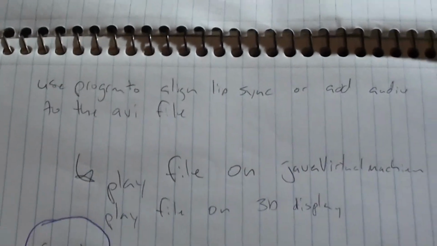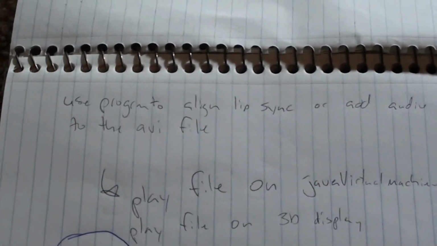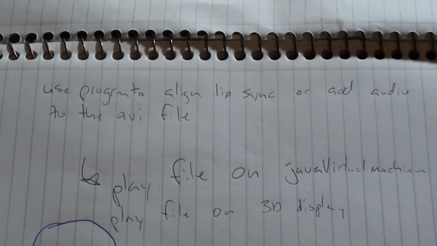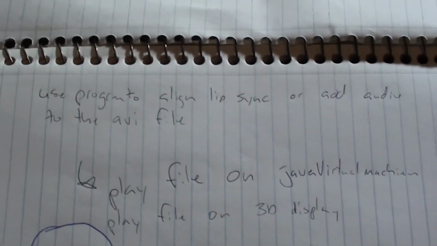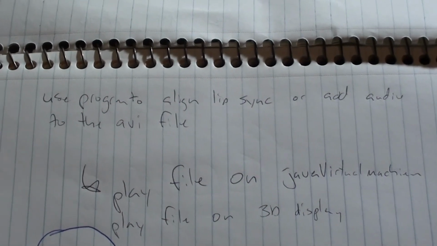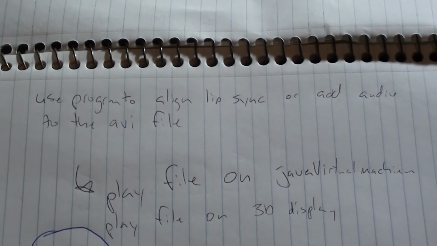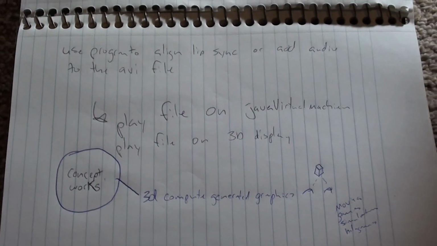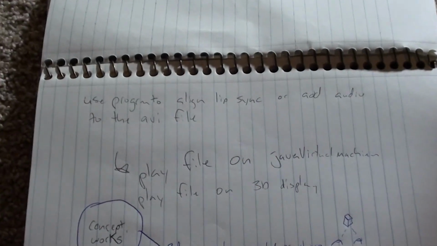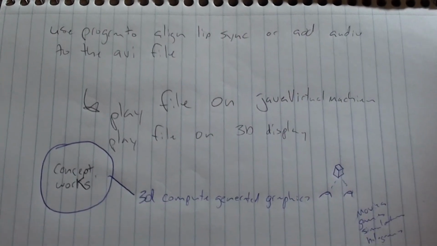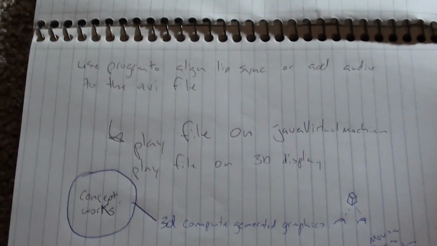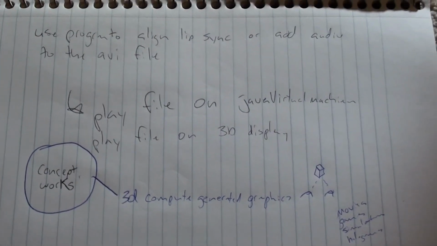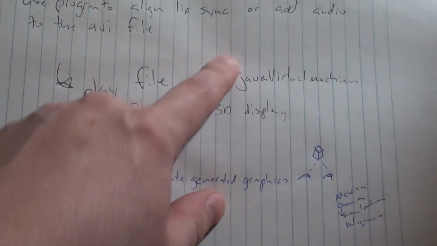So then you could use the AVI file and load it into a program where you could add audio, you could cut the video file into segments, so you could edit 3D video files. You could add audio, lip syncing. You could play the file on a 3D display. It already works.